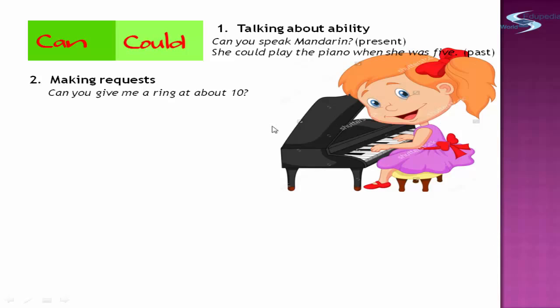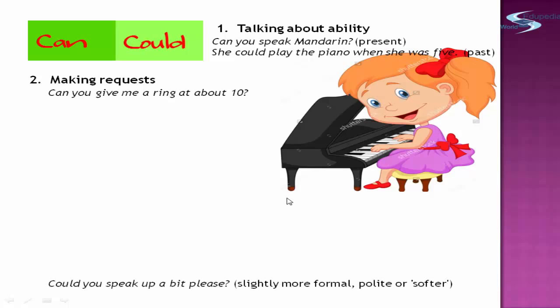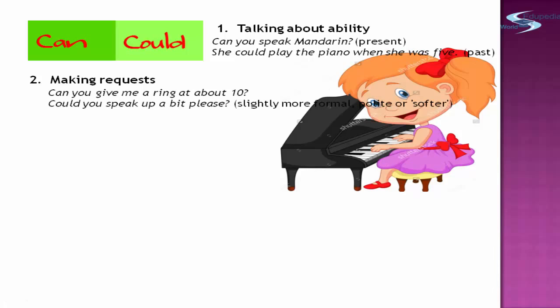Okay. If you notice, there is the word can, and so this is in the present tense. Could you speak up a bit, please? Slightly more formal, polite, or softer. So if you can see the difference, there is the word could. So this one is an expression in the past.